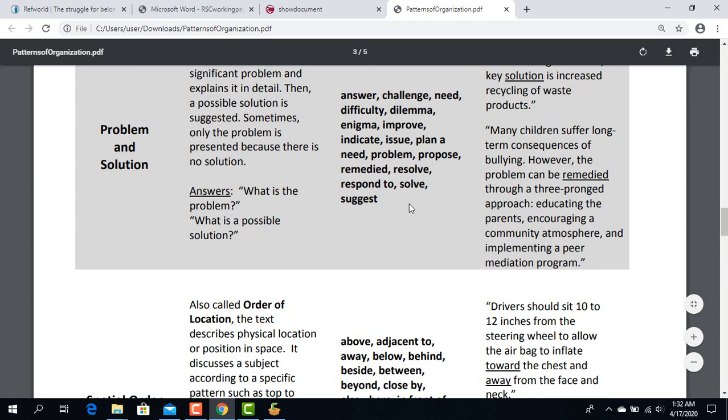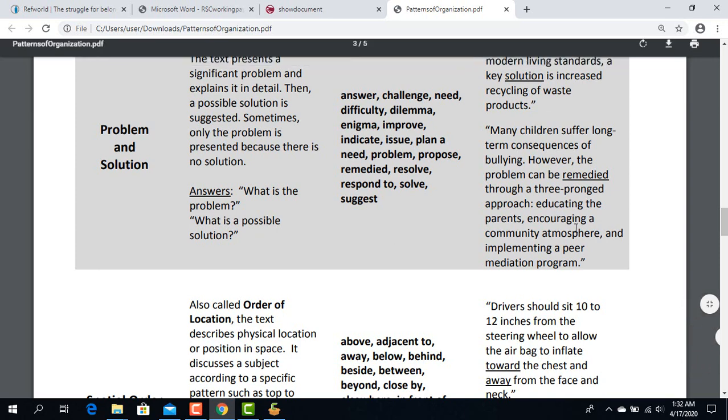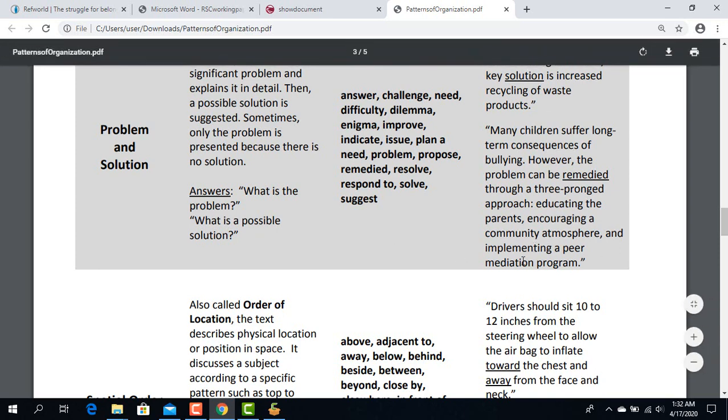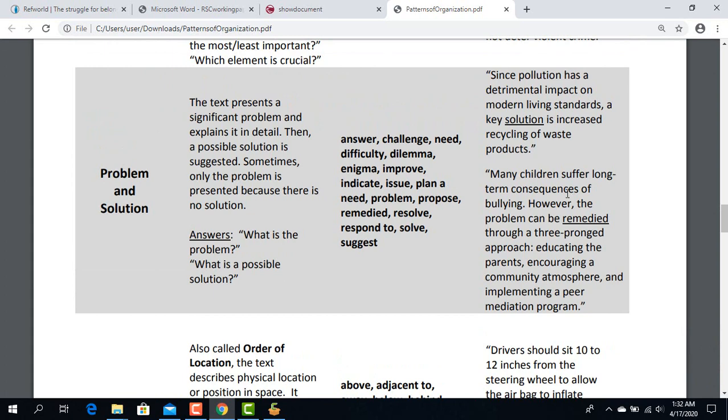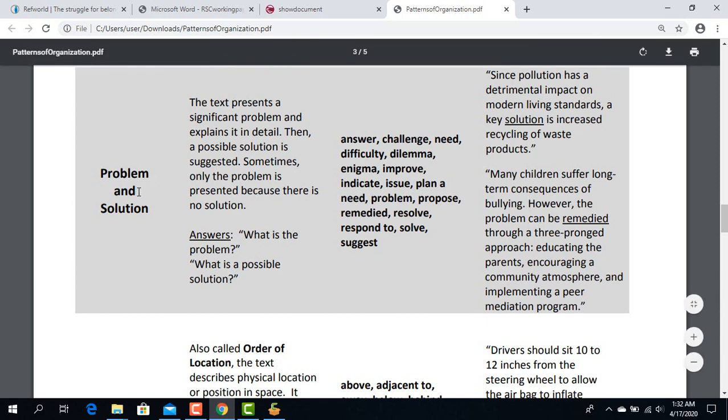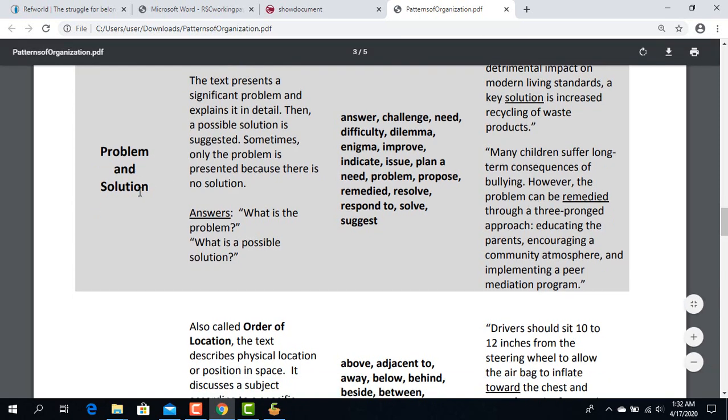Suggest. So, example: many children suffer long-term consequences of bullying. However, the problem can be remedied through a three-pronged approach: educating the parents, encouraging a community atmosphere, and implementing a peer mediation program. Okay, so here we have the problem, which is bullying. And here we have the solutions. So the pattern is problem and solution, the pattern of organization.